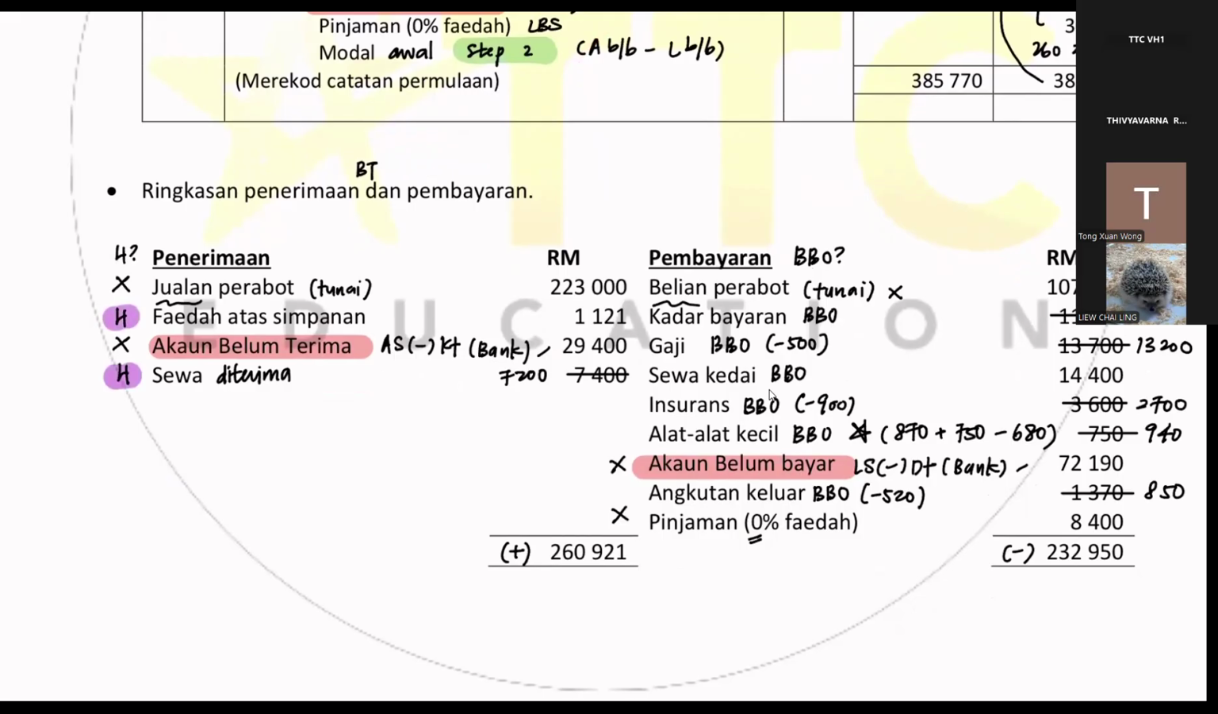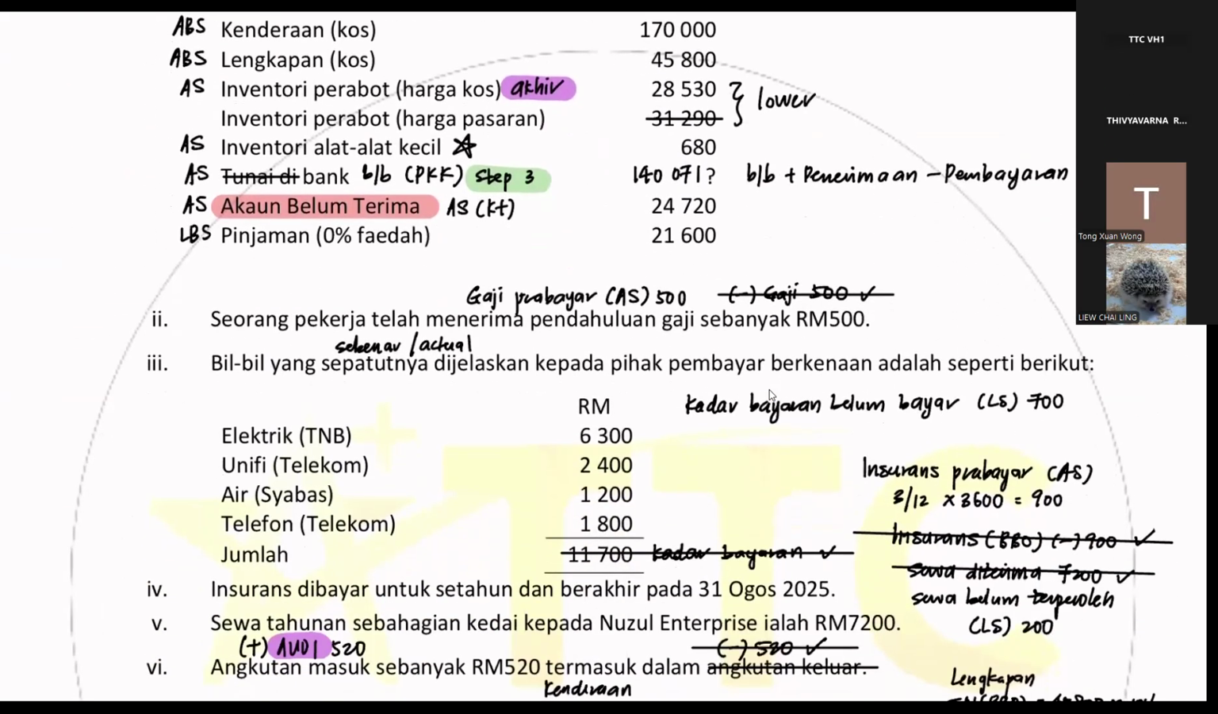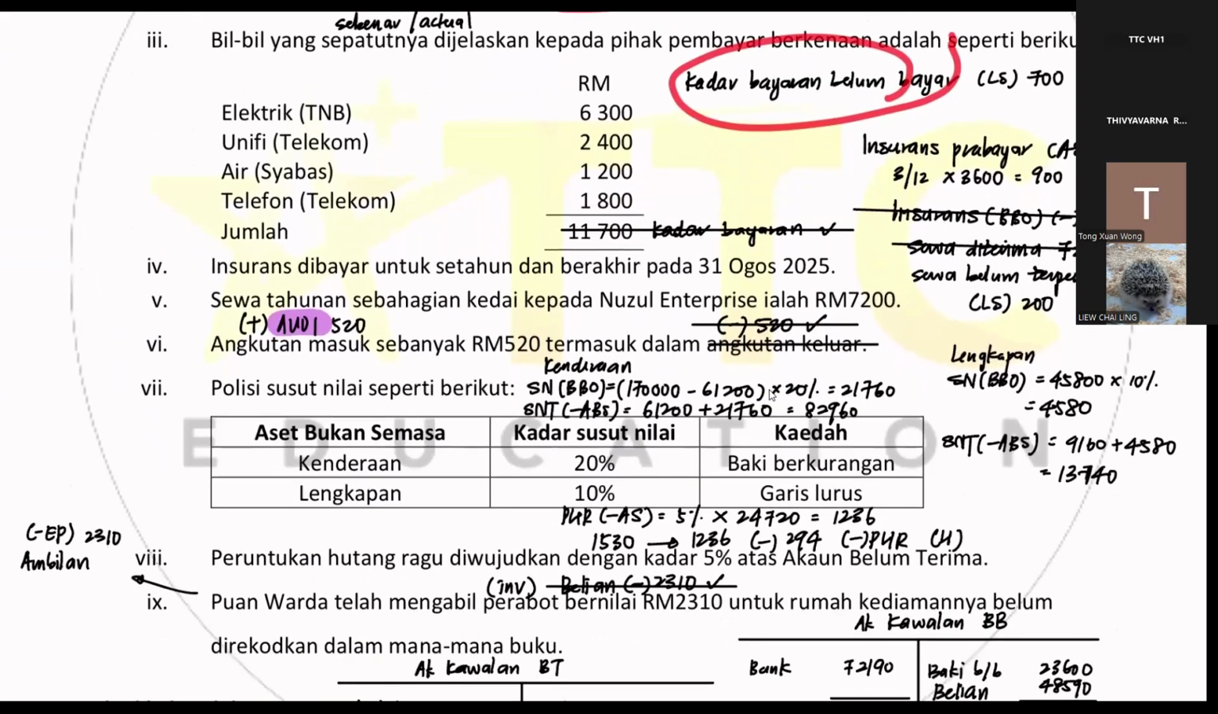Okay, then belanja, go to pembayaran here. Kadar bayaran, gaji, sewa, insurance, alat-alat kecil, angkutan keluar. Okay, continue maklumat tambahan. Slowly go through one by one. Gaji prabayar, no. Kadar bayaran belum bayar, no. Then insurance prabayar, no. Sewa belum terperoleh, no.